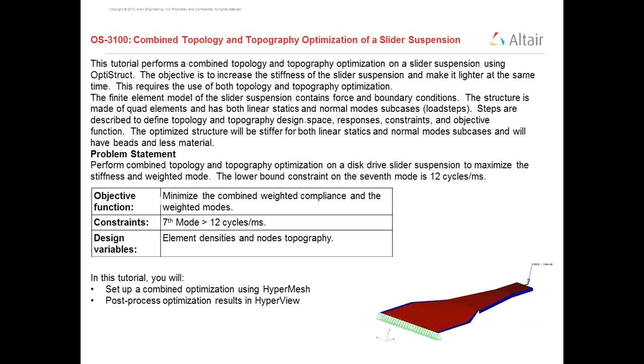Let's move to the next tutorial, that is combined topology and topography optimization of slider suspension. So this tutorial performs a combined topology and topography optimization on a slider suspension using OptiStruct. The objective is to increase the stiffness of the slider suspension and make it lighter at the same time. This requires the use of both topography and topology optimization.